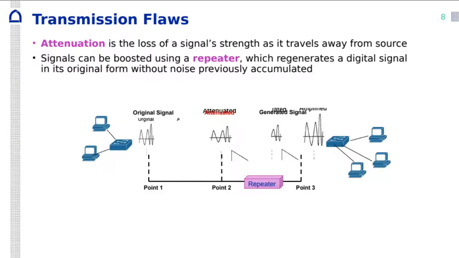We have attenuation. Attenuation happens when the signal is traveling. The longer it travels, the weaker it becomes. This is like everything in life. When it goes traveling, after some distance, it becomes weak. We call this attenuation. So how do we overcome this problem? How do we solve it? By using a repeater. The repeater regenerates a digital signal in its original form and removes the noise.